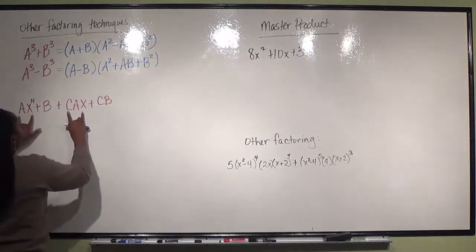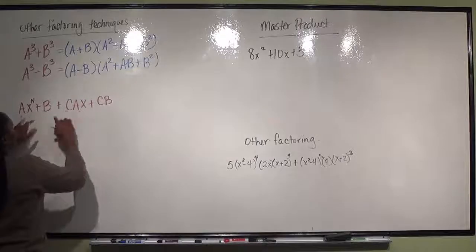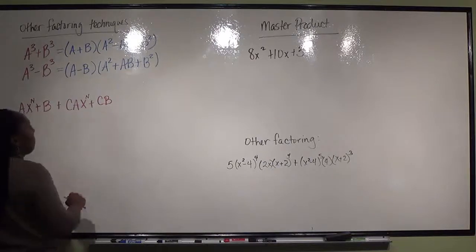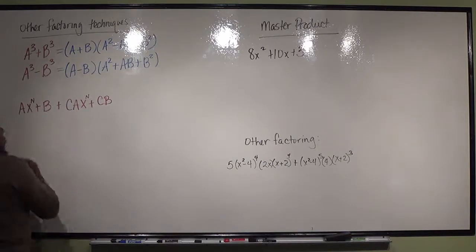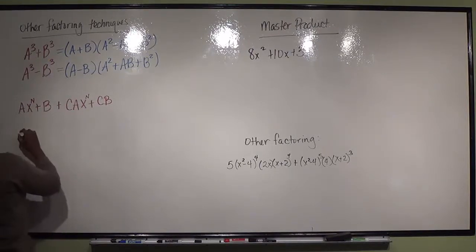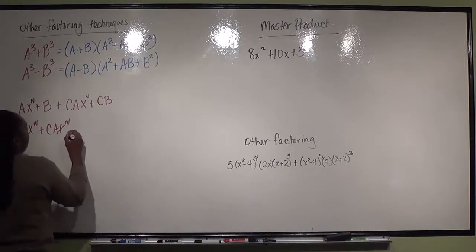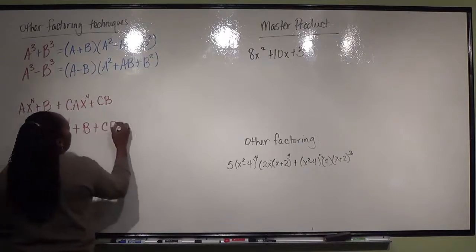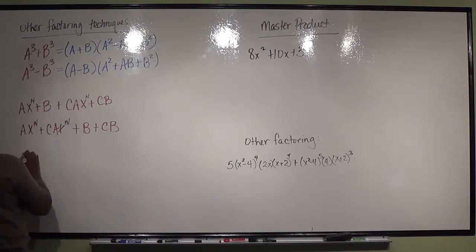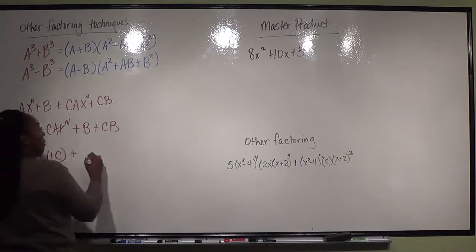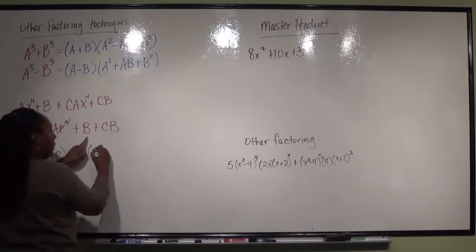So in this case, if I've got an expression that looks like this, I can notice here that in these terms, I have both my a's and my x's, and here I have both b. So if I rewrite this, I can group things together and then factor out within those groups. So here I look at ax^n plus cax^n plus b plus cb, then I can group here, I can pull out ax^n, and I'll get a (1 plus c). And here I can pull b out, and I get a (1 plus c).